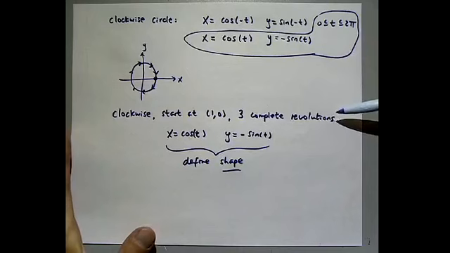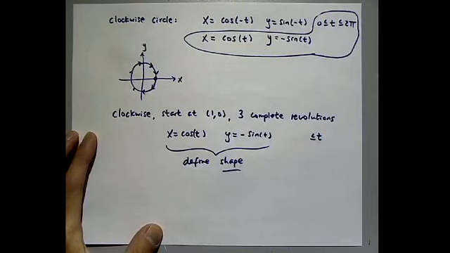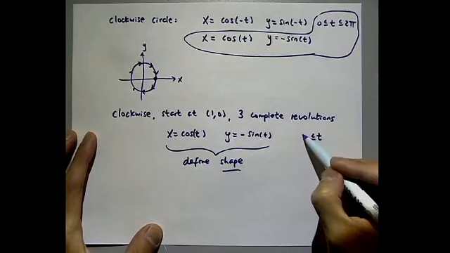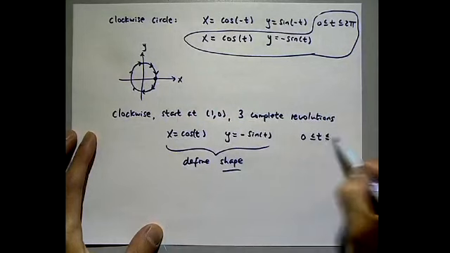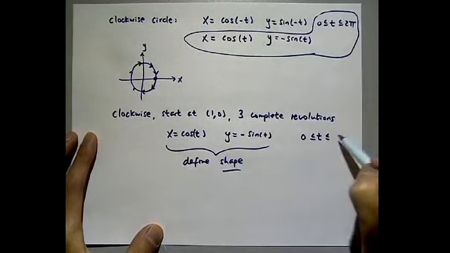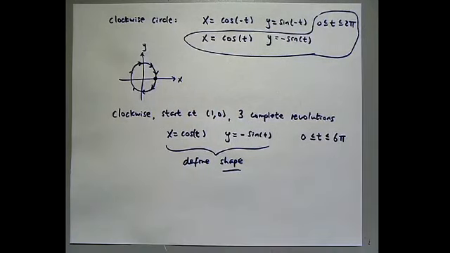All right, so I want three complete revolutions. So what do I want t to go from? Zero, yeah. Zero puts me here, and I want three revolutions. So three times 2 pi, 6 pi. Okay, that's pretty easy.